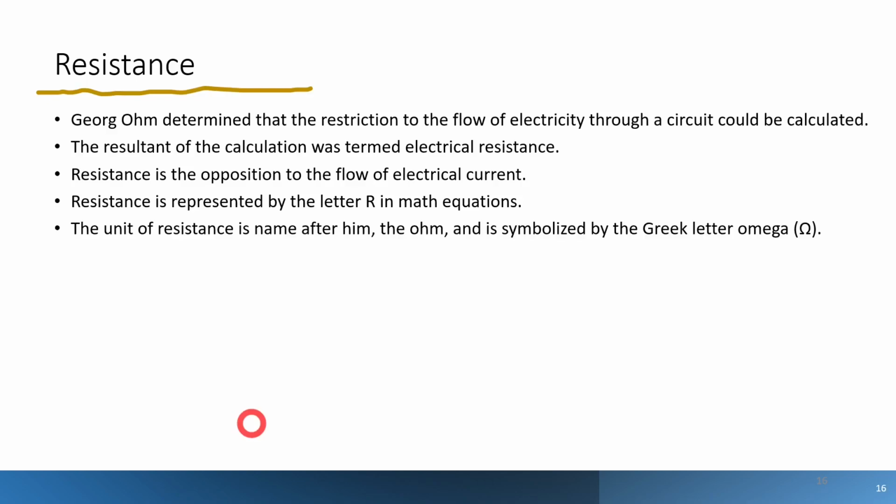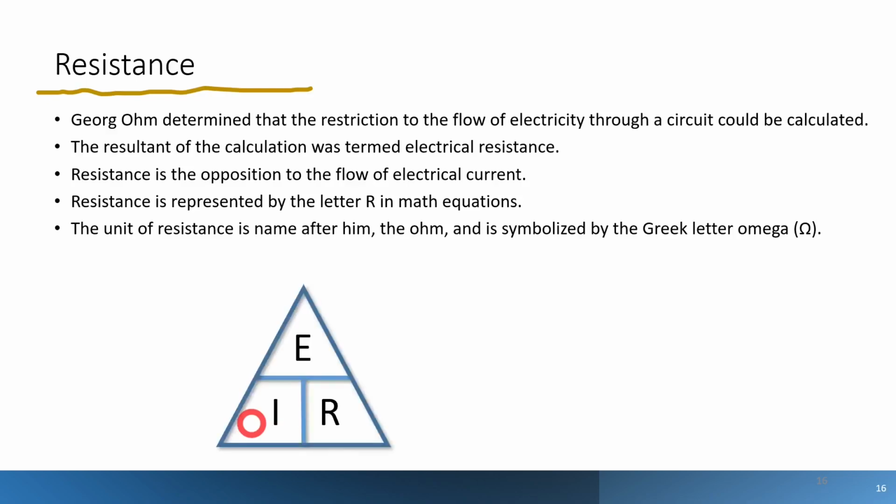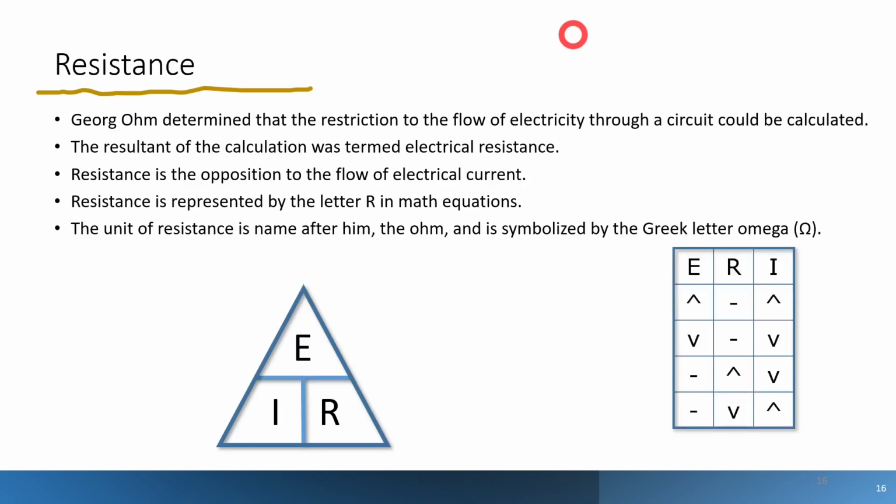And the unit for resistance is named after Georg Ohm. I don't think I said his first name, but it's not George. It has no E at the end. It's Georg Ohm, the ohm, and is symbolized by the Greek letter omega, which is that upside down horseshoe looking symbol. So here is what we term Ohm's triangle. And remember, E for voltage, I for current, and R for resistance. And this is a simple table depicting what I was describing on the previous slide.